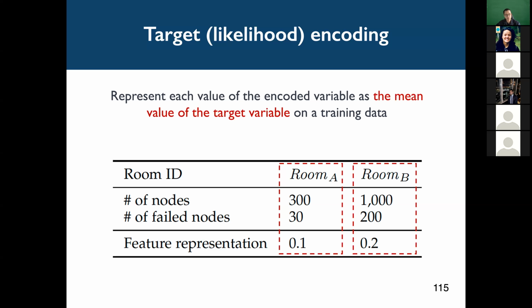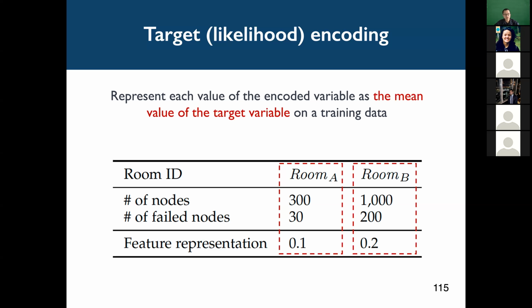For example, here for room A, the number of nodes is 300. The number of field nodes is 30. So the likelihood of a finger is 0.1, or 10%, right? So we assign the value of 0.1 to room A, and similarly we assign the value of 0.2 to room B. This is target encoding. Okay.